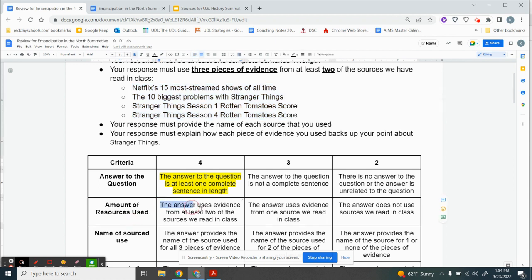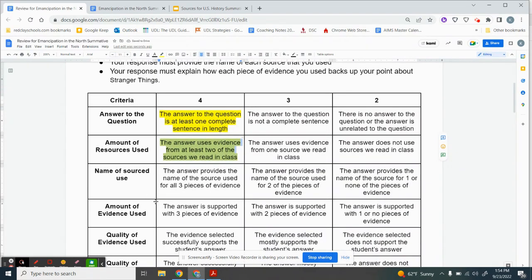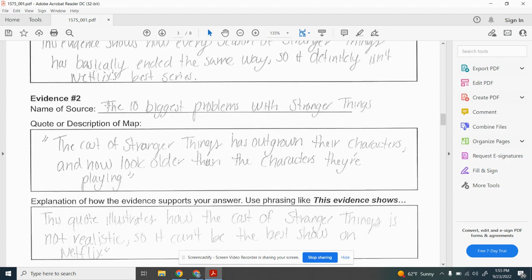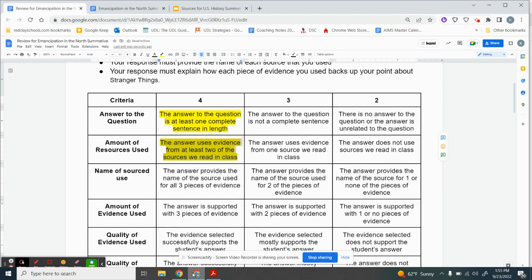Yep, they used 2 of those sources. They used the first 2 in that list, so they got full credit. Did they provide us the name each time? Again, here's number 3, here's number 2, and here's number 1. Did they give us the name each time? Yes, they did, so they score a 4.